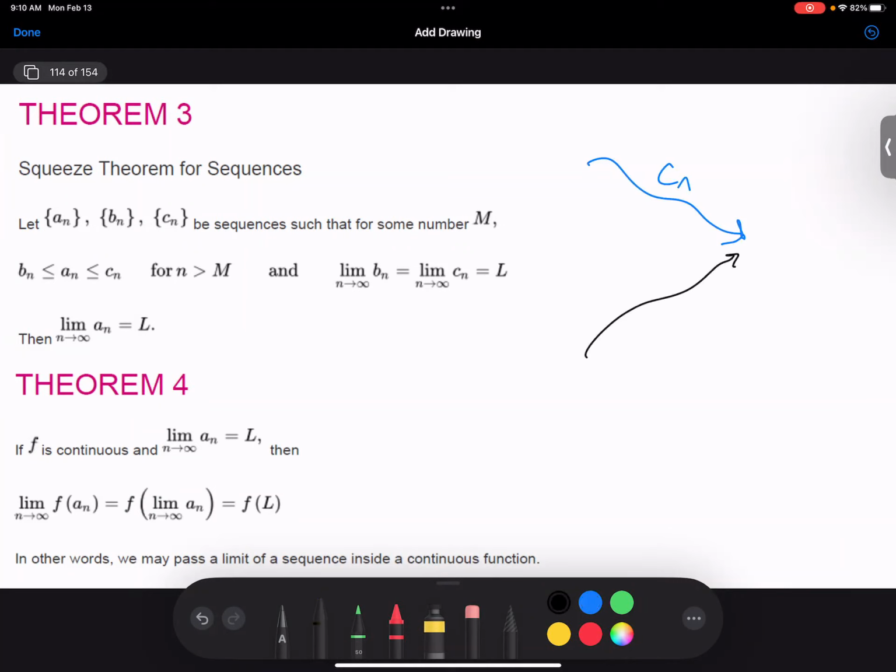Here is Bn. And here's An doing something between Bn and Cn? Well, if Bn and Cn are both going to L and An lives between them, it has no choice, but it has to go to L.